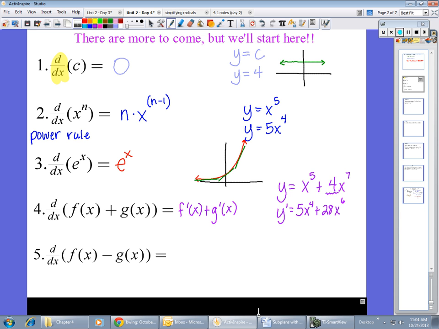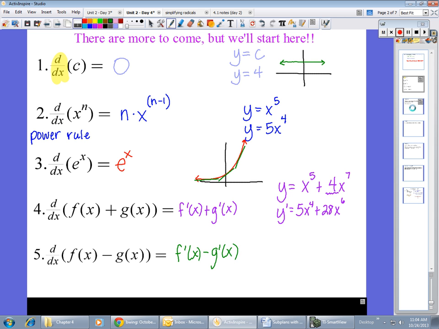And then, I don't even know if the last one is worthy of having its own title or not. You just subtract them. So this would just be f prime of x minus g prime of x. Just like we find the derivatives and add their pieces together, we can also find the derivatives and subtract their pieces.